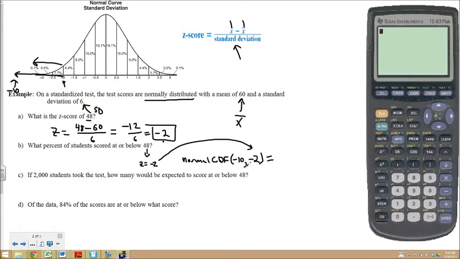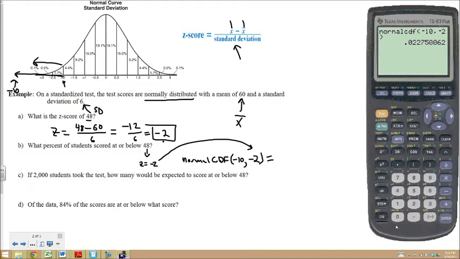And to access this Normalcdf function, it is a distribution, which if you notice is right above the variables button. So to access it, I hit the second key, and then the distribution, and the Normalcdf is the second one down. So I'm going to press the down key to highlight CDF, and hit enter. Then I will type in -10, comma, -2, close parentheses, and hit enter.